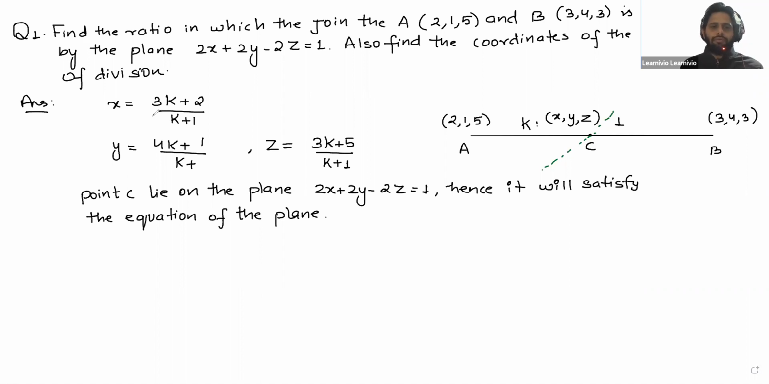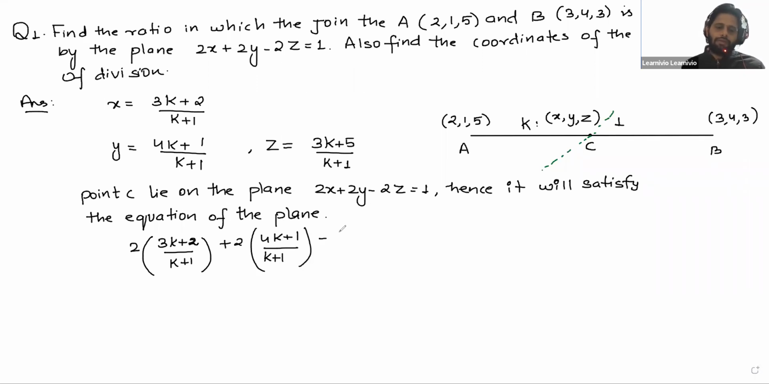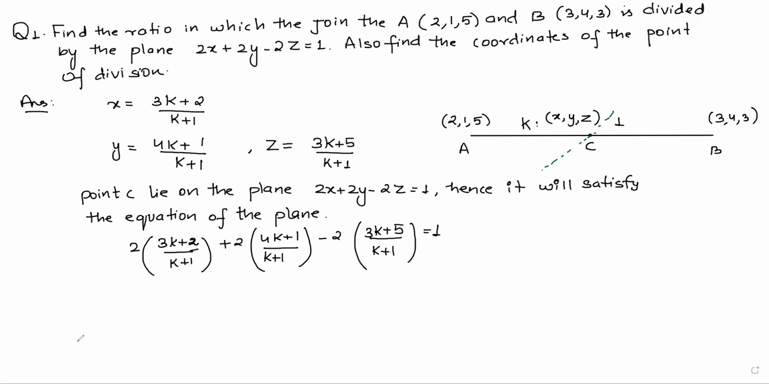So that means if we put this point x, y, and z in this plane, then it will satisfy the equation. So that means 2 into, in place of x, we can put (3k plus 2) by (k plus 1), plus 2 into y. y is (4k plus 1) by (k plus 1), minus 2 into z. z is (3k plus 5) by (k plus 1). And this is equal to 1. This is clear. Now you need to solve this equation. There is a single variable k. You need to find that. So please complete this and share the value of k.